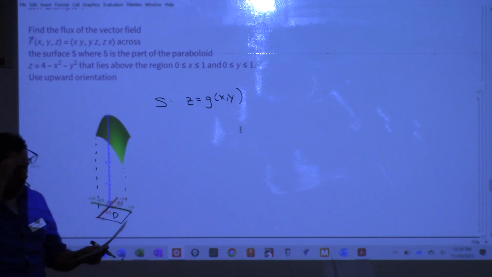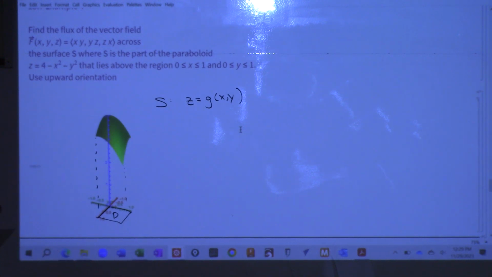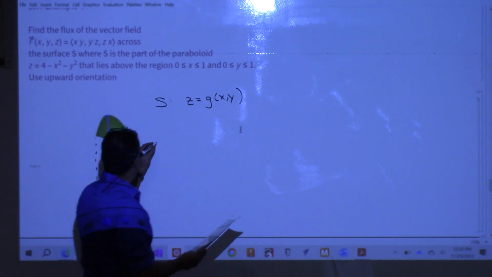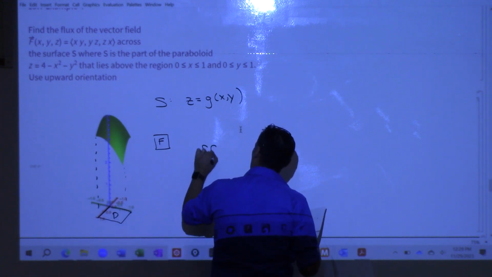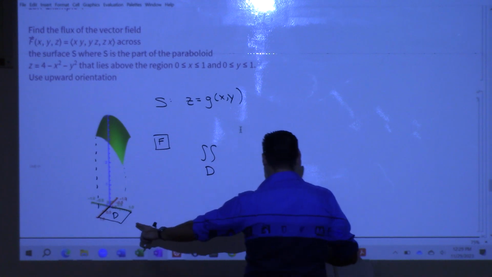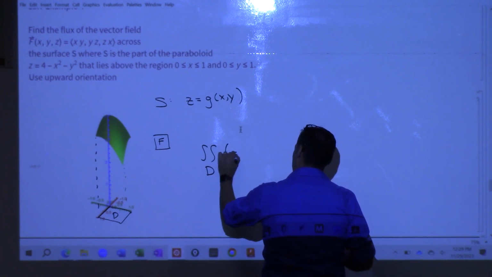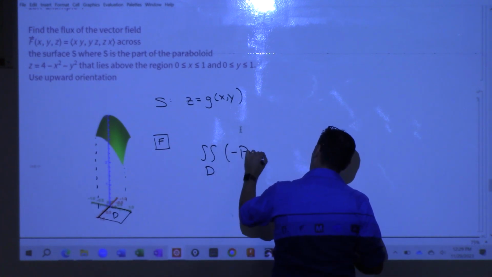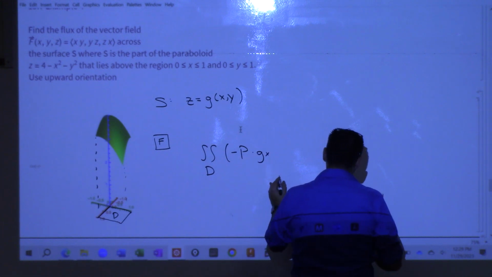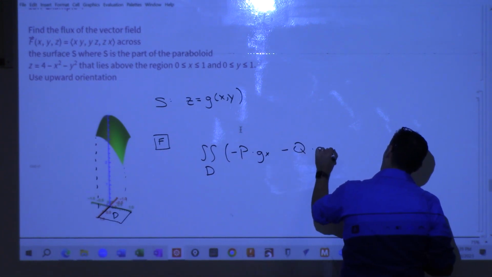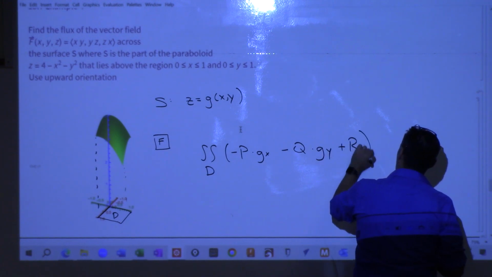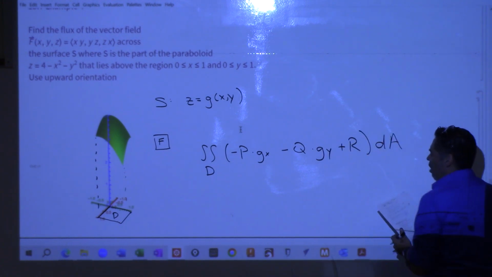And notice how the formula changes. It changes pretty drastically, actually. It says here, if I use formula F, it's going to be the double integral over D, where D is that thing on the ground. And then what? Negative P. What the hell are you talking about? I'll say in a second. Negative P times partial g with respect to x minus Q times partial g with respect to y plus R dA. Now, what's P, Q, and R?